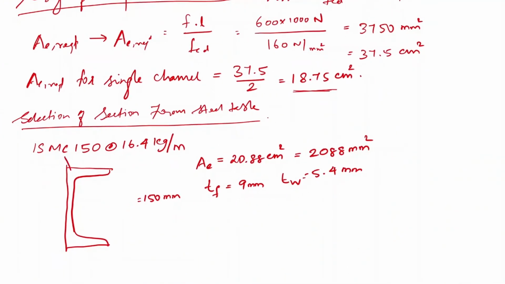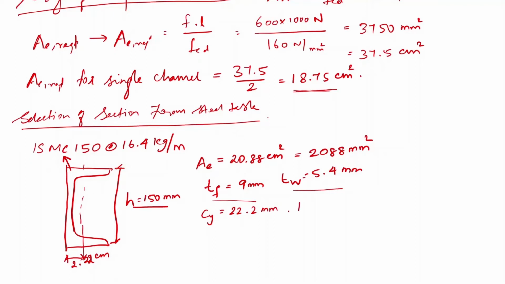This is the channel, ISMC 150 at the rate of 16.4 kg per meter, whose depth H is 150 mm and area of the section is 20.88 centimeter square. If I want to write it in mm square, then it is 2088 mm square. Thickness of flange is 9 mm. Thickness of web is 5.4 mm. Then CG is at a distance of 2.22 centimeter. That means Cy equals 22.2 mm.